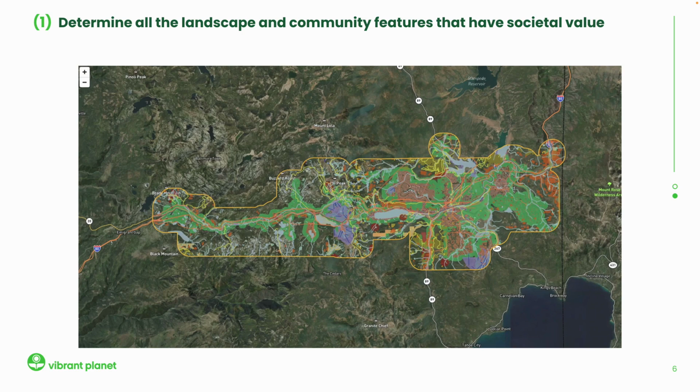You can hear those steps a couple times in this presentation and see how we actually engage in those steps while utilizing Landtender in the Truckee Fire Protection District, starting with step 1, determining all the landscape and community features that have societal value. We're actually looking at a screenshot from Landtender.